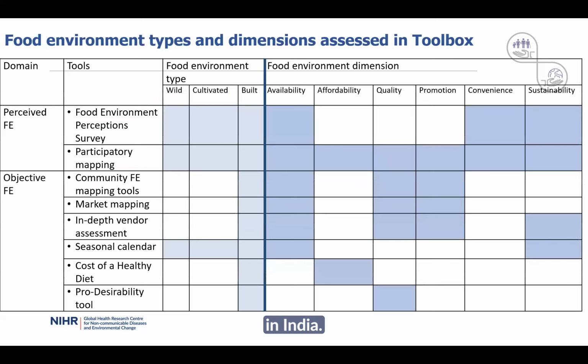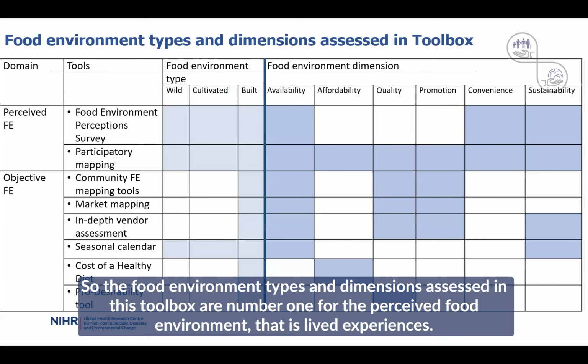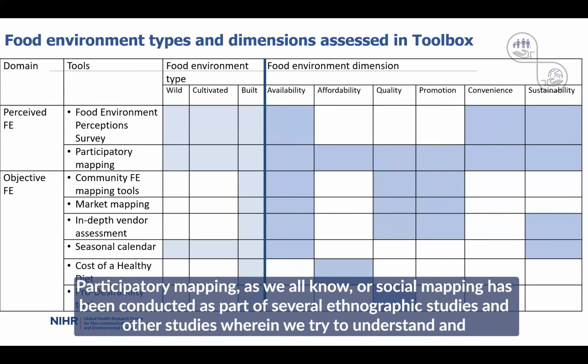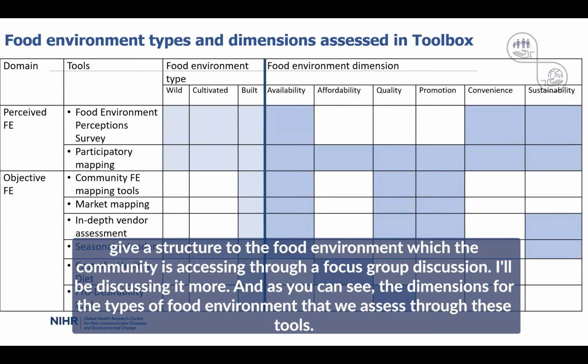in India. So the food environment types and dimensions assessed in this toolbox are, number one, for the perceived food environment, that is lived experiences, we developed this food environment perception survey, which is a quantitative tool, and we also did a participatory mapping. Participatory mapping, or social mapping, as we all know, has been conducted as part of several ethnographic studies wherein we try to understand and give a structure to the food environment which the community is accessing through a focus group discussion. I'll be discussing it more.